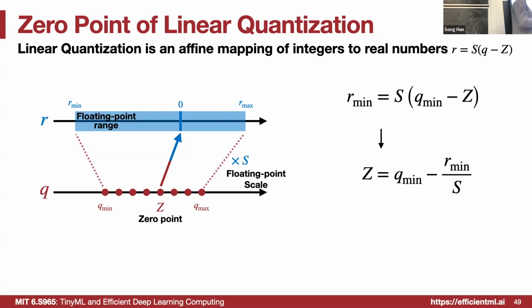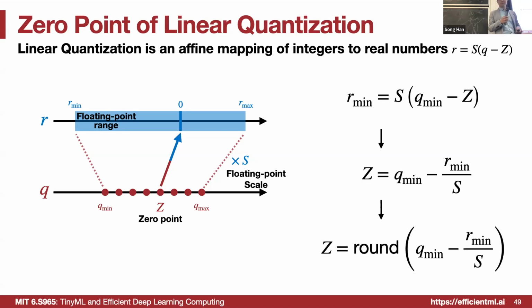Which is basically saying we want to have this R-min shrunk by the ratio, and calculate the distance between Q-min and that ratio, so that we can get this Z, which is the zero point. What is special about Z? Among all these points, Z will be mapped to 0. Okay, so that's the definition of the zero point. Very simple math, but I want you to have the intuition, not only the math. Z will be mapped to 0. And the calculation of that will be just rounding this value. Since we are using an integer, we want to make sure this is an integer.